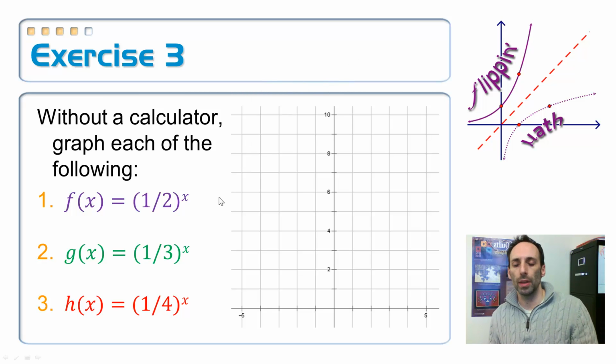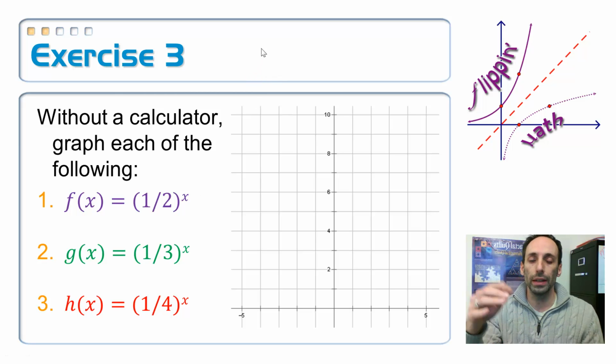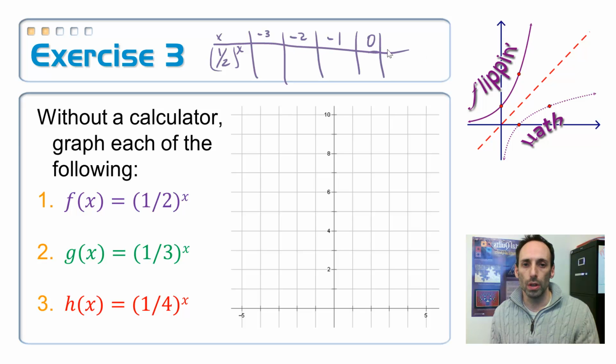So I want to do the same thing. I want to take powers of a half. I just want to walk you through that again, because this will be the first time that you see it. So x and 1/2 to the x power. And let's go negative 3, negative 2, negative 1, 0, 1, 2, and 3.